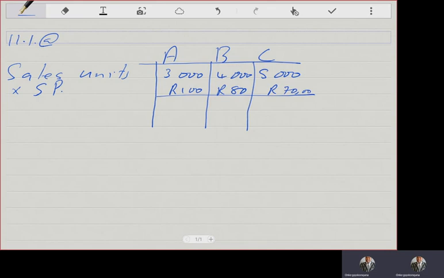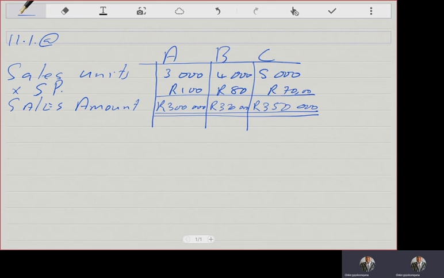Then you simply do your multiplication, and you'll have the sales amount or sales value, whatever term you like. 300,000 on this side, 320,000 on product B, and the last one is 350,000. Then you're done with your requirement A. That's your sales budget. You can collect all the marks that have been allocated there.